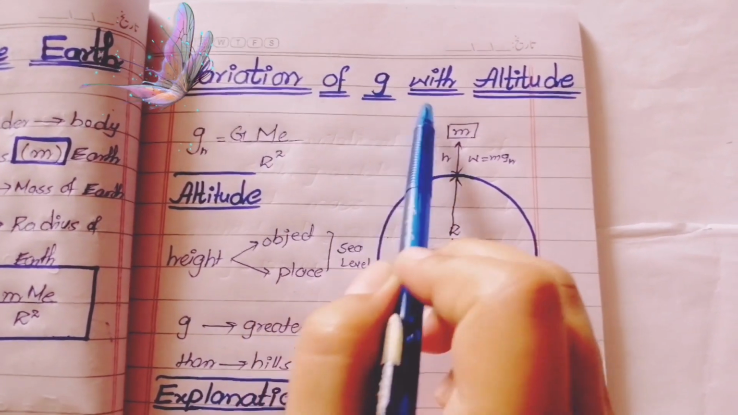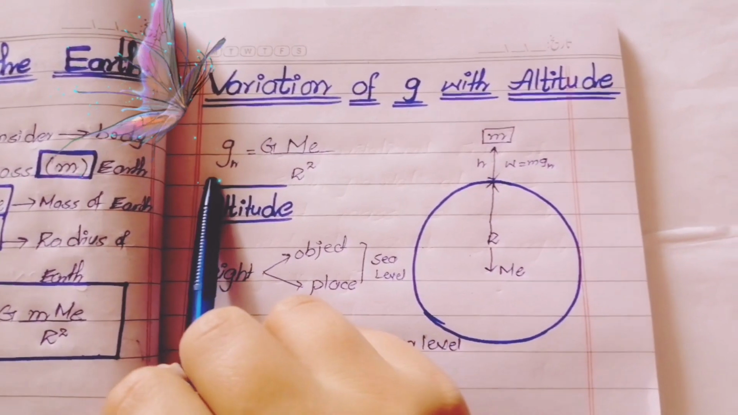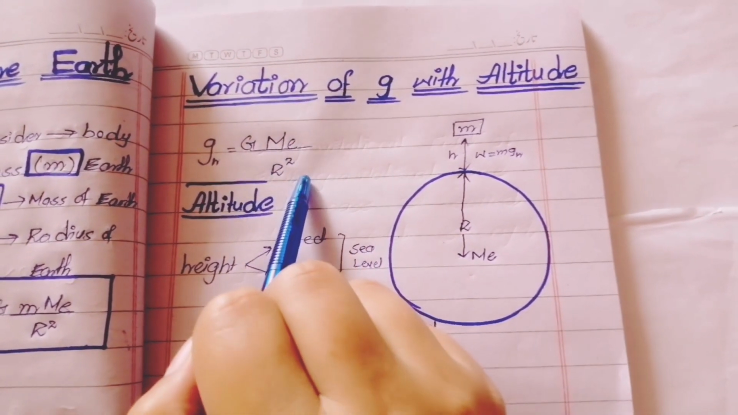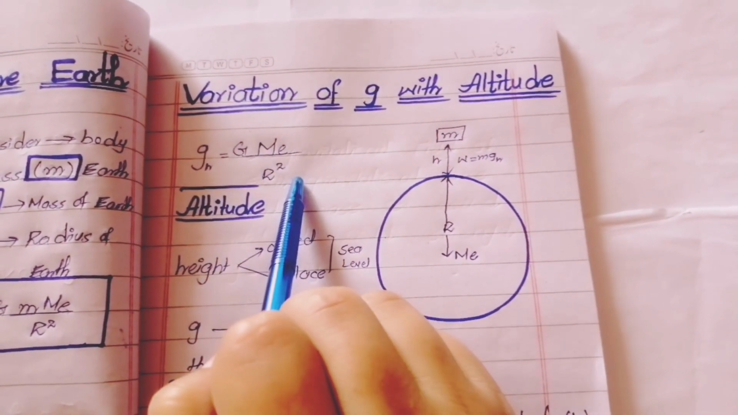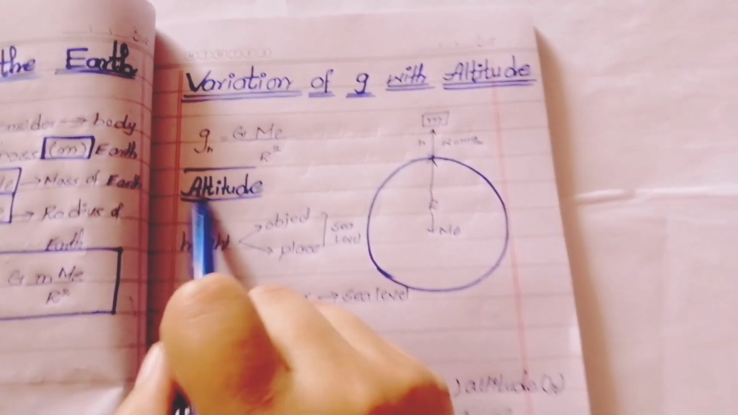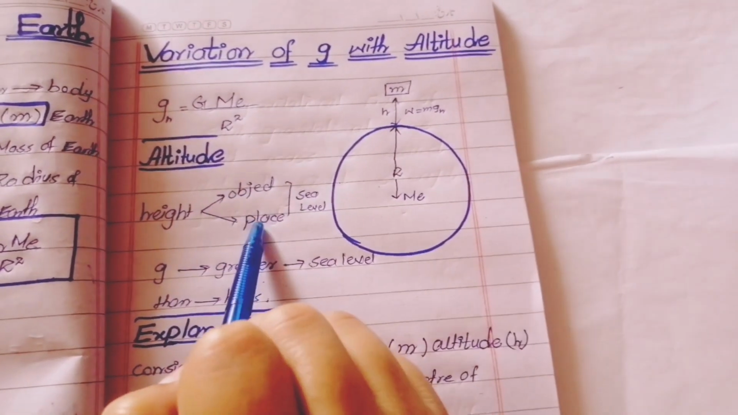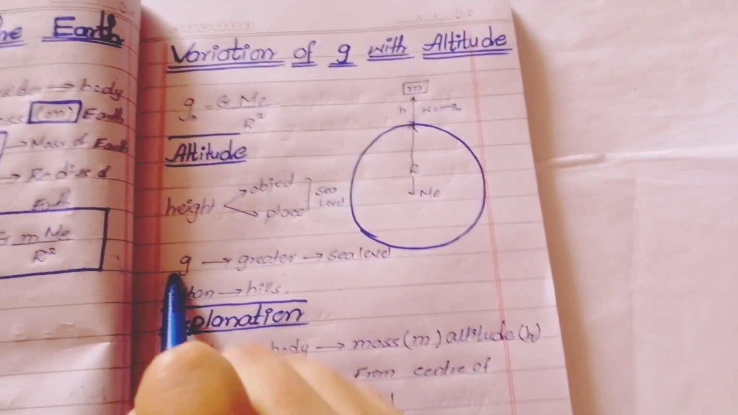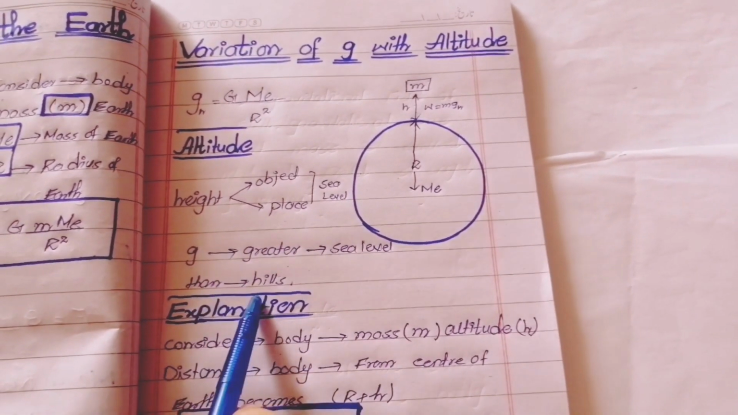Variation of g with altitude. The value of g we will find with the help of the formula g equals capital G ME over R square. The value of g is inversely proportional to the square of the radius, and this value of g changes with altitude. Altitude is the height of an object or place above sea level, and the value of g becomes greater at sea level as compared to the hills.